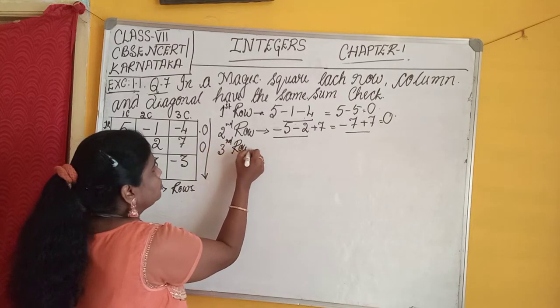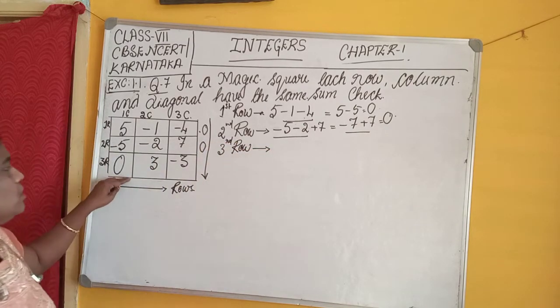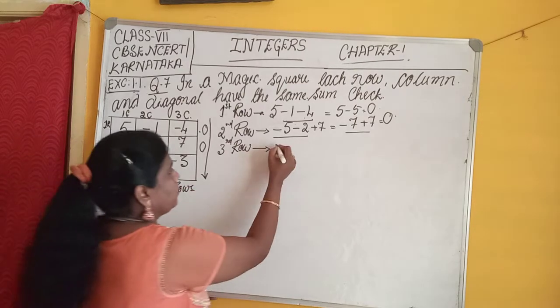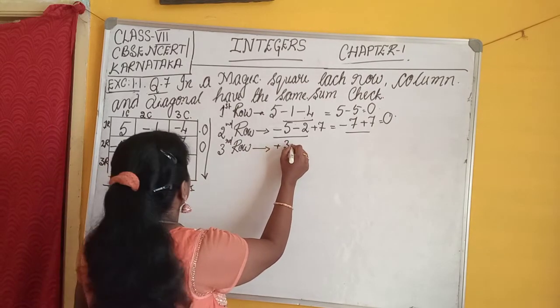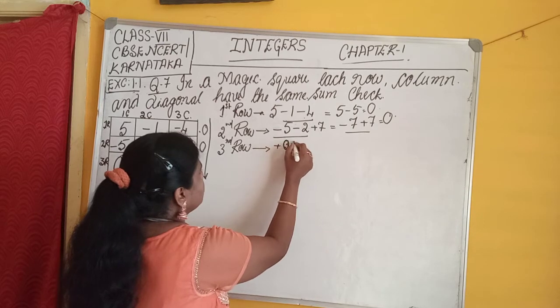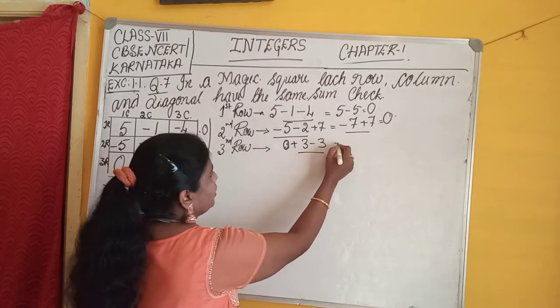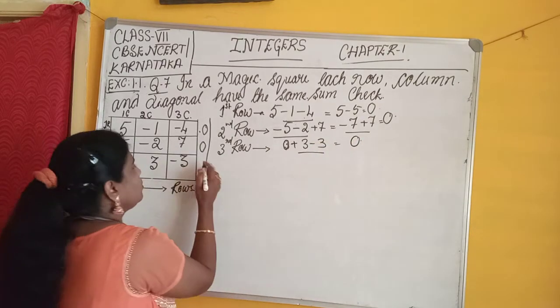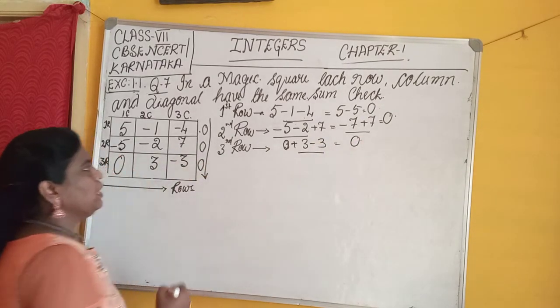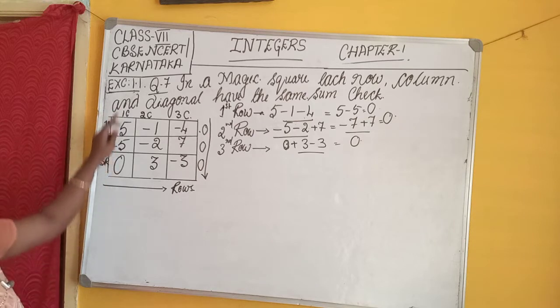The numbers in the third row are 0, plus 3, minus 3. If we add these, we will get 0. The third row also we got 0. Now let us check for the columns.